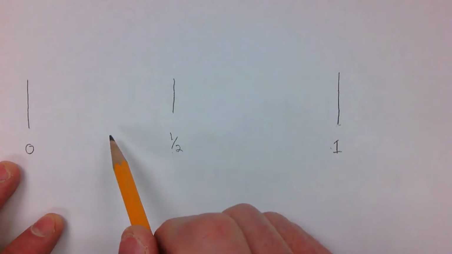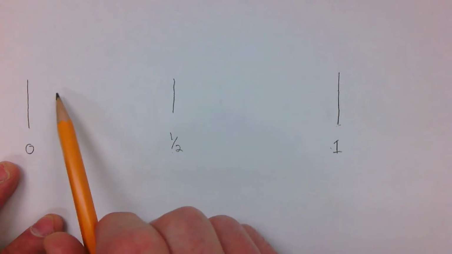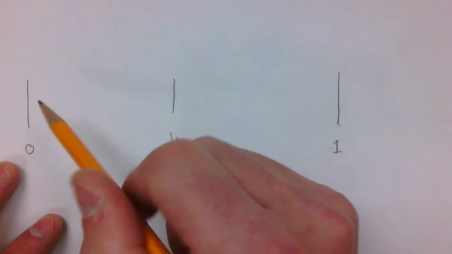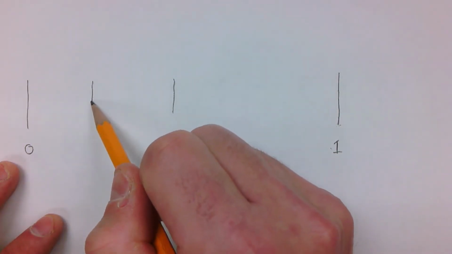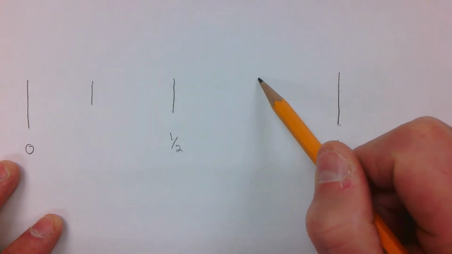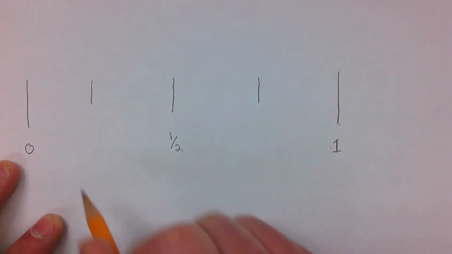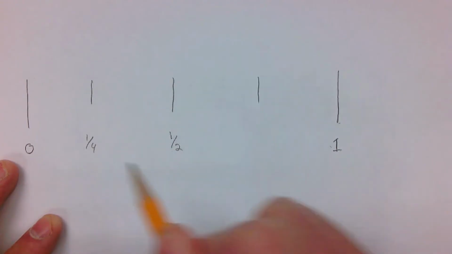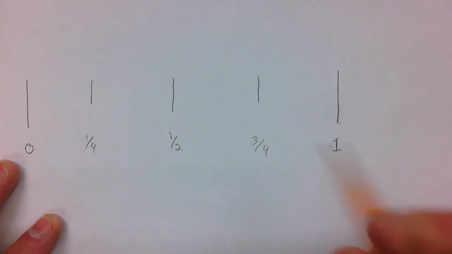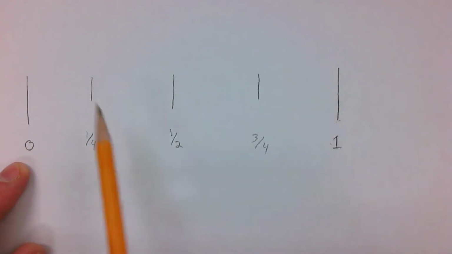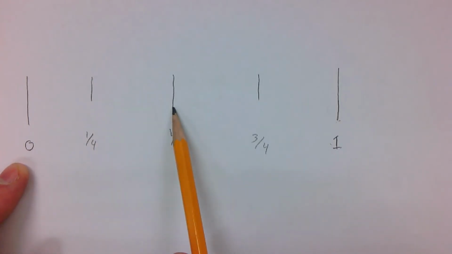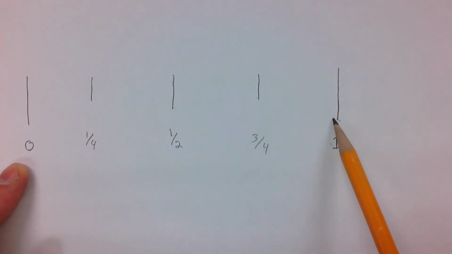The next marks we're going to make are the quarters. So we're going to break up our halves in half again. So that's going to be 1/4, and this is going to be 3/4 over here. So now as you look at this, our inch is broken up into 4 parts: 1/4, 2/4, 3/4, and 4/4.